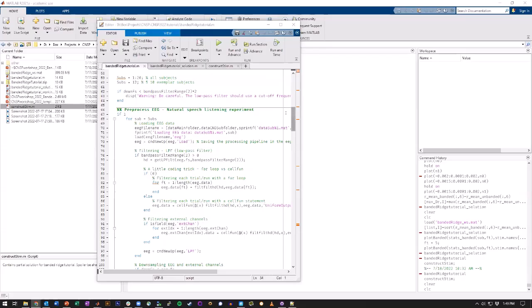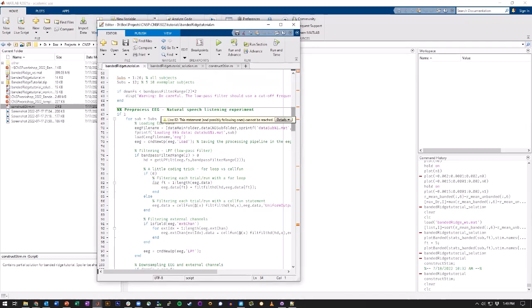So the first thing I want you to do when you have the script, there should be two versions of the script. You've got banded ridge tutorial, and you have banded ridge tutorial solutions. If you want to cheat, you can go into there. And then you've got this ancillary function or script called construct stem. I would not look at that yet because this includes the answers to a problem that I have.